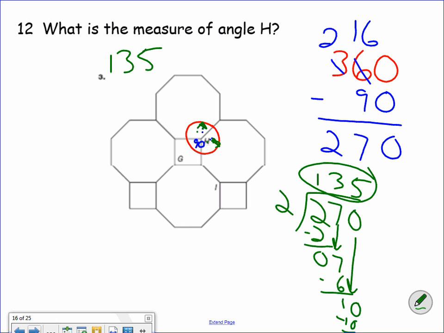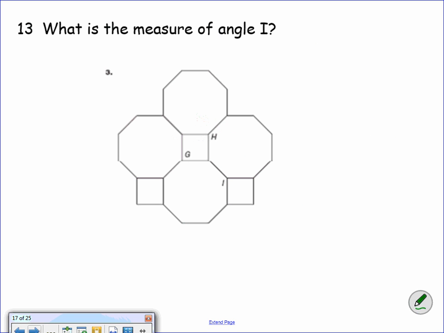Let's go back and check. If this is 135, and this is 135, and that's 90, when I add it up, it will equal 360. What is the measure of angle I? Angle I is the same exact problem as the last one. Please refer to the problem before.